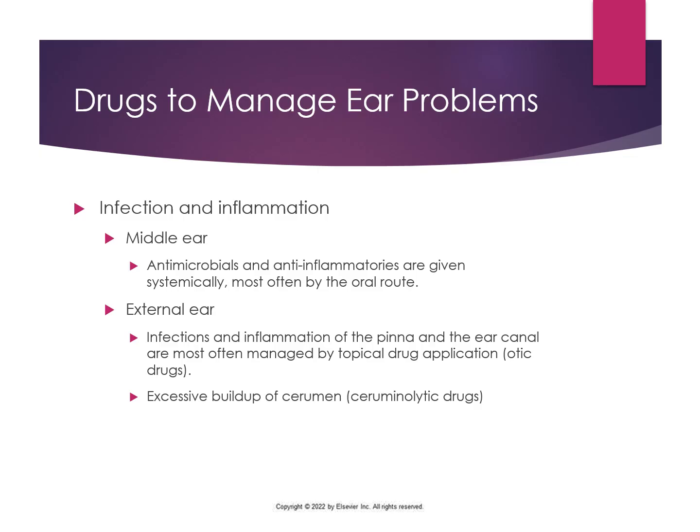The most common ear problems are infection and inflammation that occur in the external ear and in the middle ear. When these problems occur in the middle ear, antimicrobial and anti-inflammatory drugs are given systemically, most often by the oral route. Infections and inflammation of the pinna and the ear canal are most often managed by topical drug application because the external ear can be reached from the outside. Drugs that are prepared for delivery into the external ear canal are known as otic drugs.